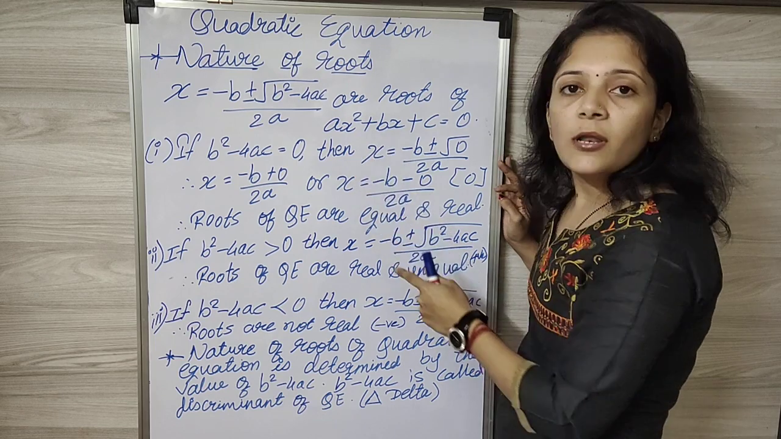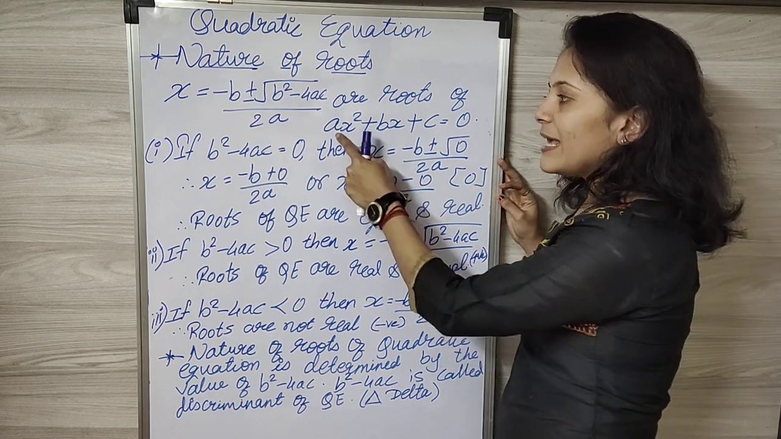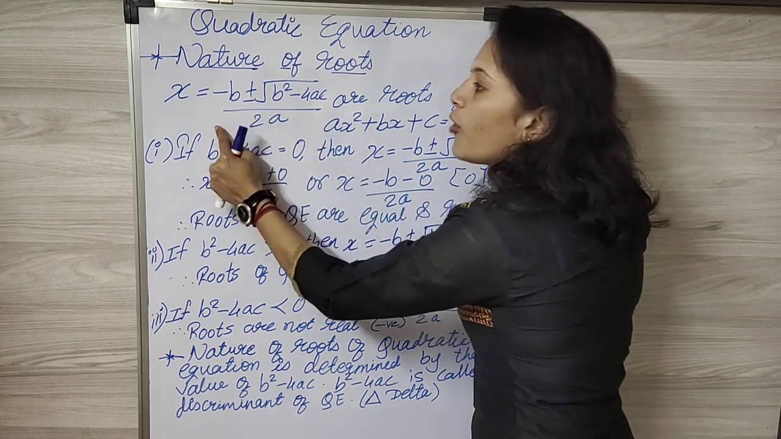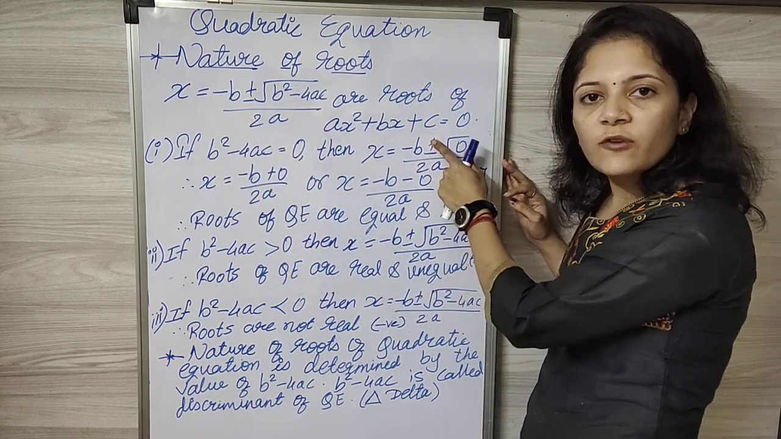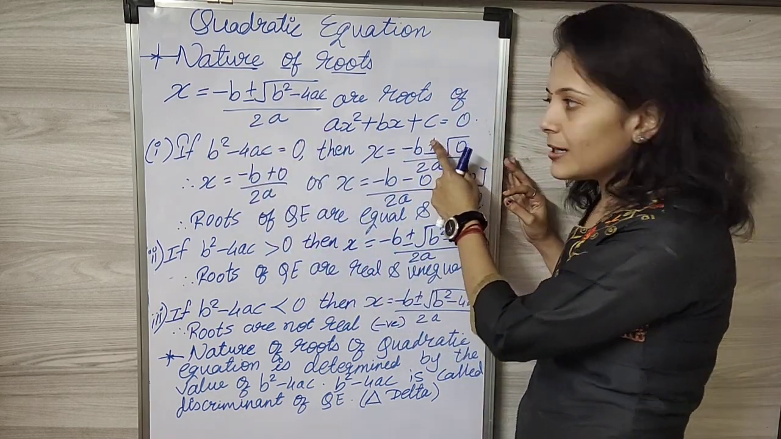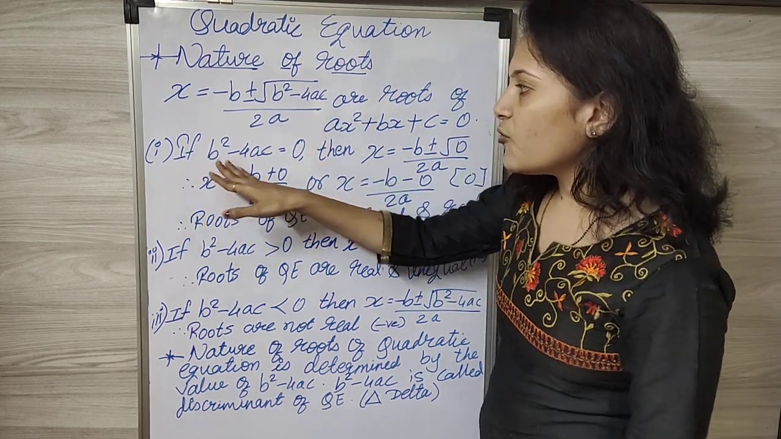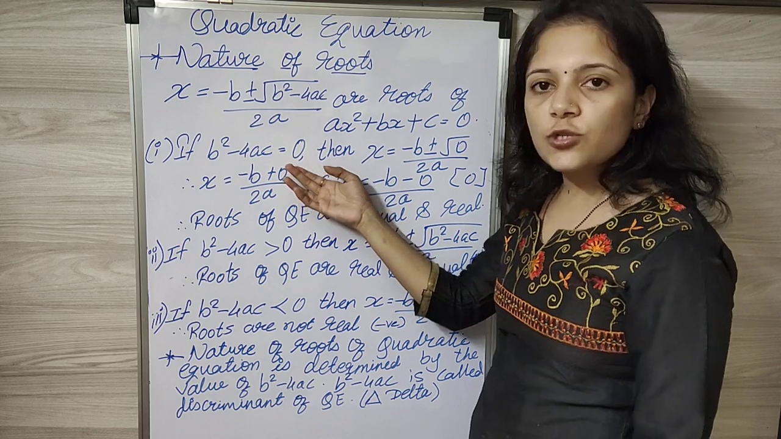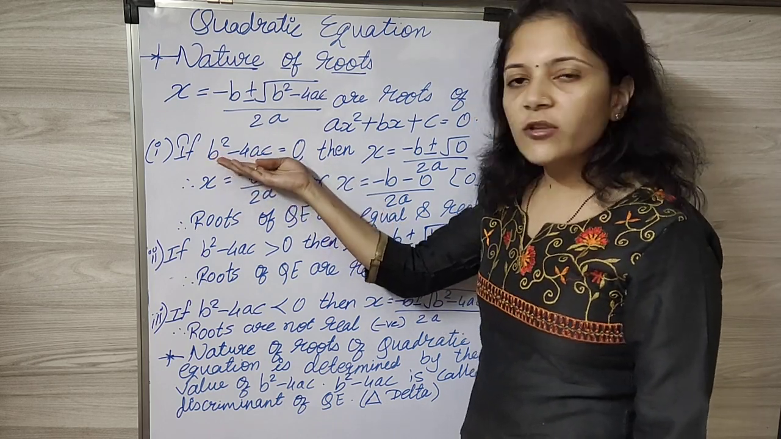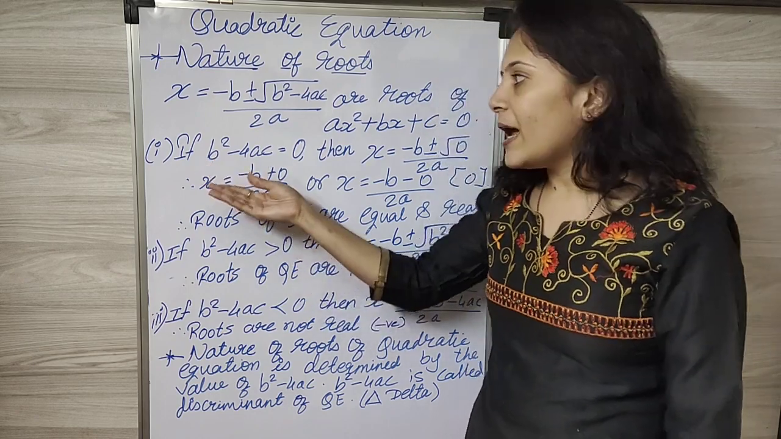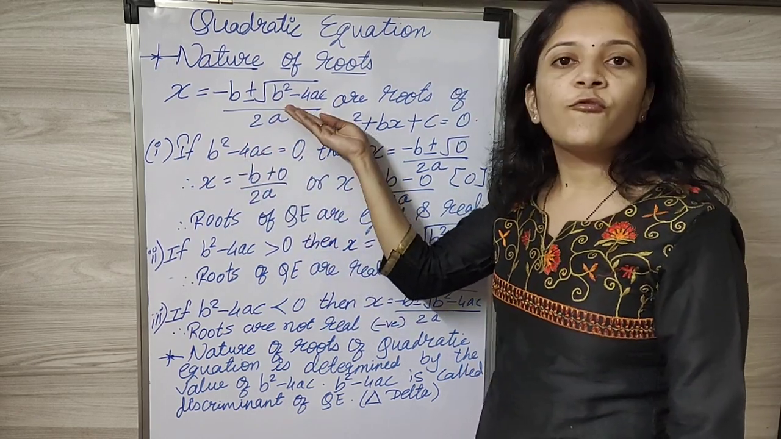What is the standard form of a quadratic equation? That is ax square plus bx plus c is equal to 0. So this formula gives the roots of the standard quadratic equation, right? So the first condition: if b square minus 4ac is equal to 0. If you remember, while solving by the formula method, we first solved b square minus 4ac and put this value in this formula.